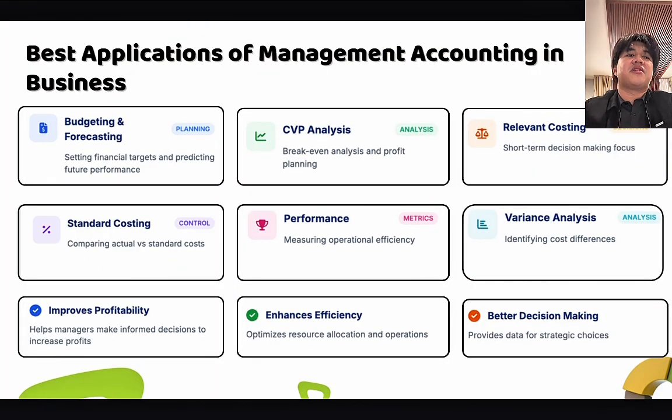The best applications of management accounting in business include budgeting and forecasting, cost-volume-profit analysis, relevant costing, standard costing, and performance evaluation. First, we have budgeting and forecasting. This helps business estimate the future revenues and expenses. Next, we have CVP analysis. This will help determine the break-even sales and target profit.